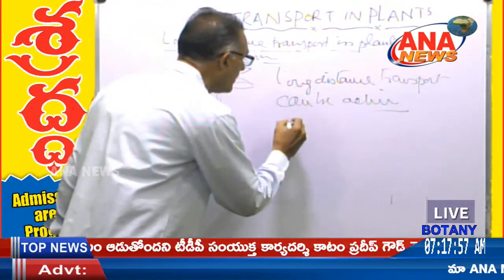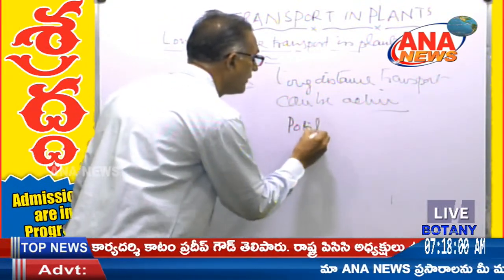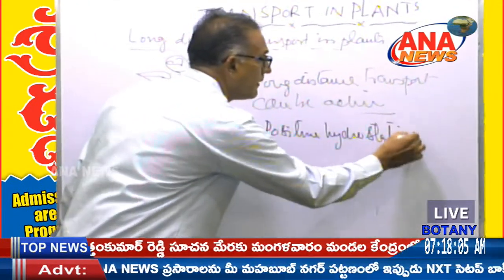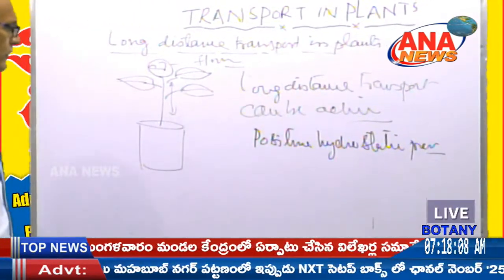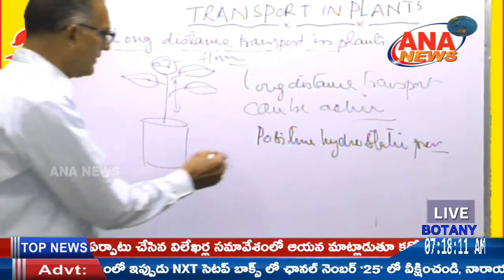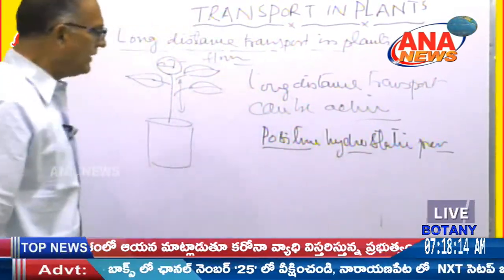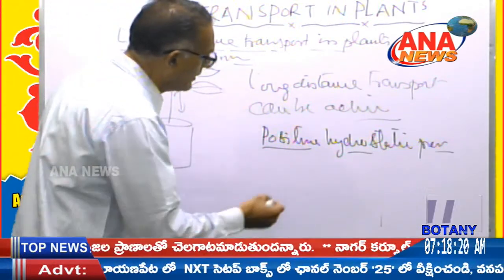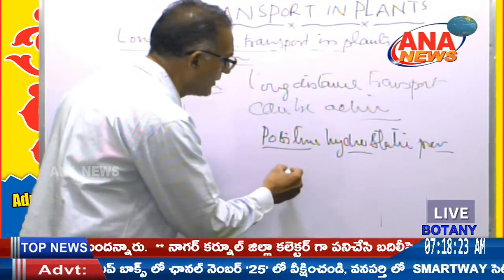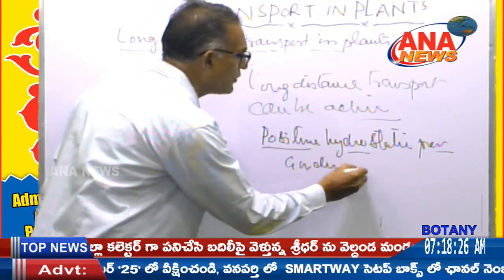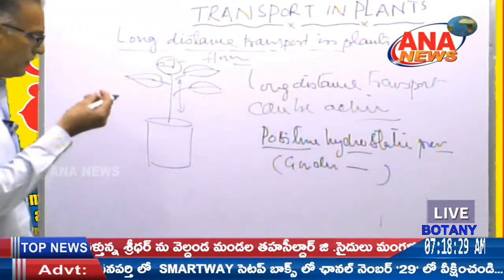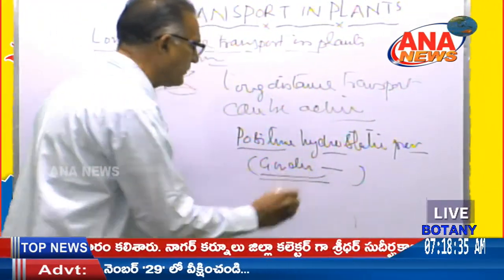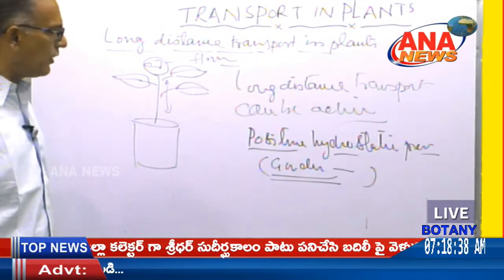The long distance transport can be achieved in plants as an en masse bulk flow by positive hydrostatic pressure. Positive hydrostatic pressure means the garden pipes, the pipes which are laid in the garden, passed by the flow of water. So the garden pipes are the best example for positive hydrostatic pressure.